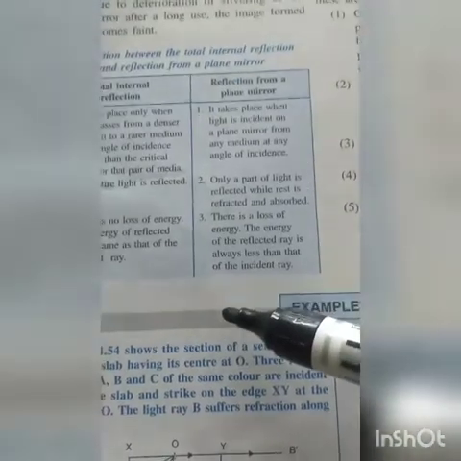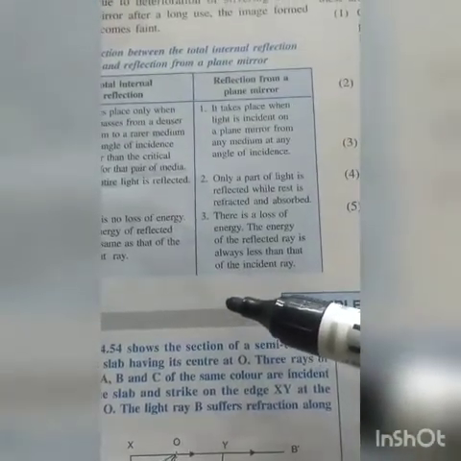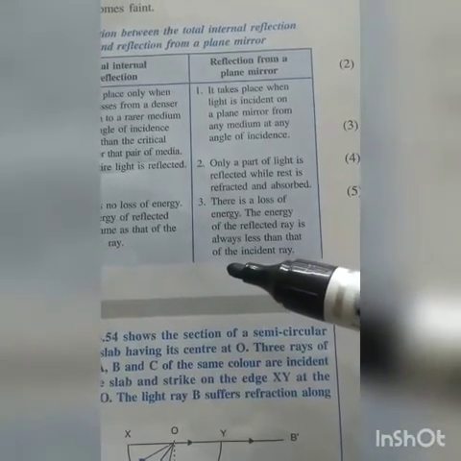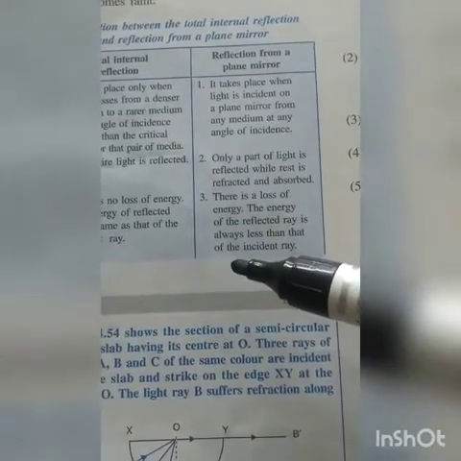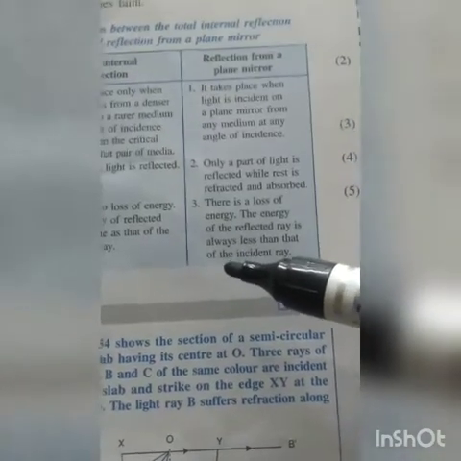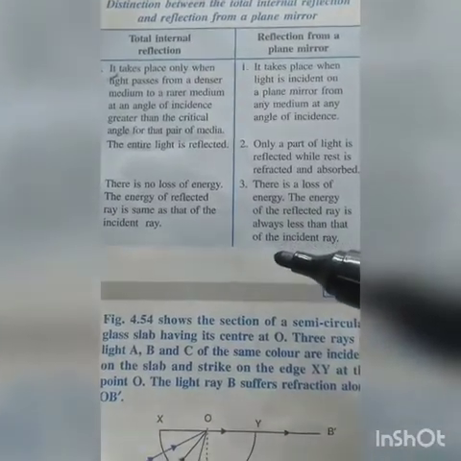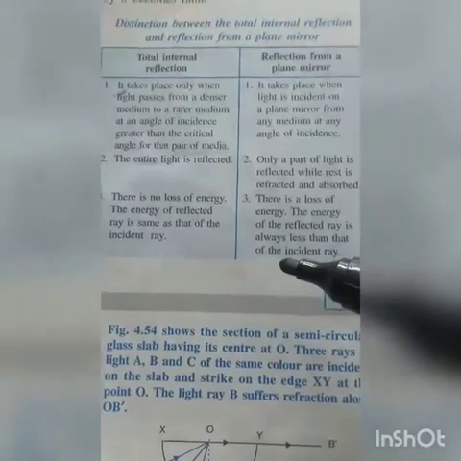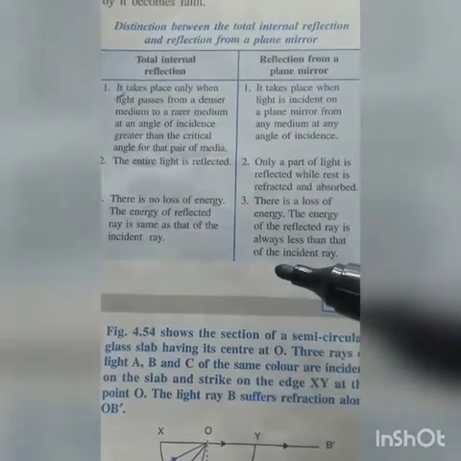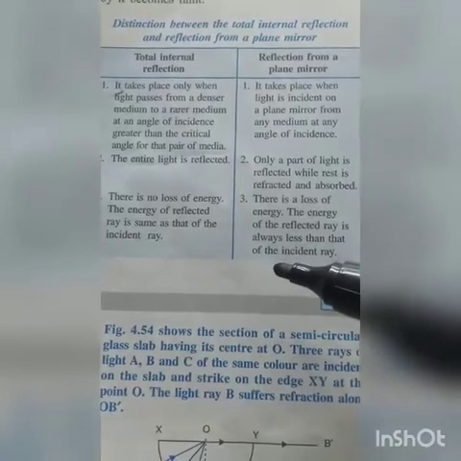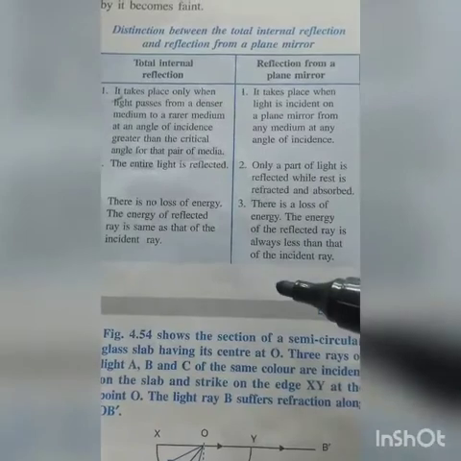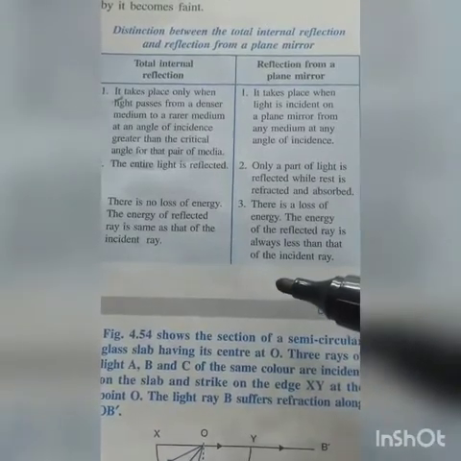This is the reason, children, why we use a total reflecting prism to deviate light through 90 degrees, to erect an inverted image, to turn light through 180 degrees, and for many other purposes. We do not use a plane mirror because in total internal reflection in a prism, the entire incident light, 100% of the light, is reflected back into the denser medium. Whereas in ordinary reflection from a plane mirror, some light is refracted and absorbed. So the reflection is not 100%.